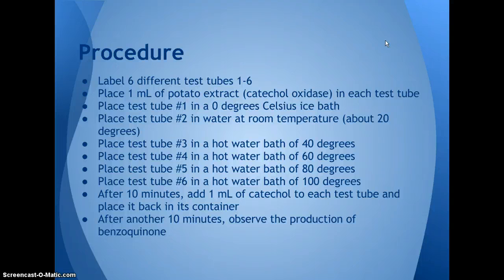of 100 degrees. And after 10 minutes of letting each test tube sit in its environment, we added 1 milliliter of catechol to each test tube, and then placed it back in its container or environment. And then after another 10 minutes, we observed the production of benzoquinone.